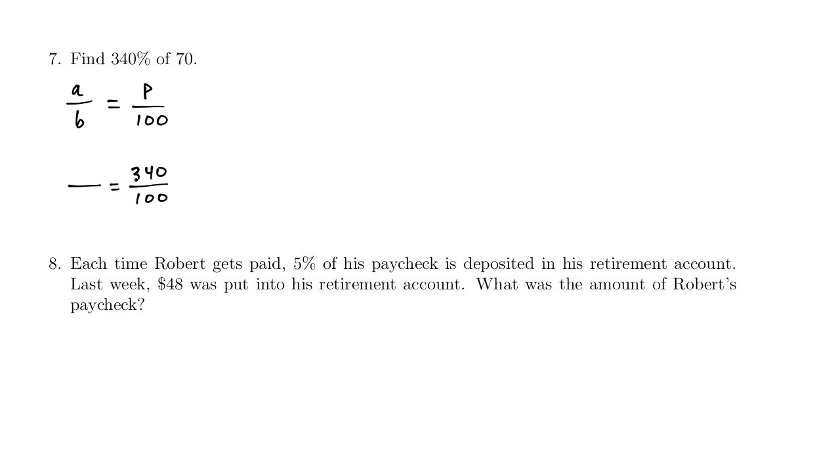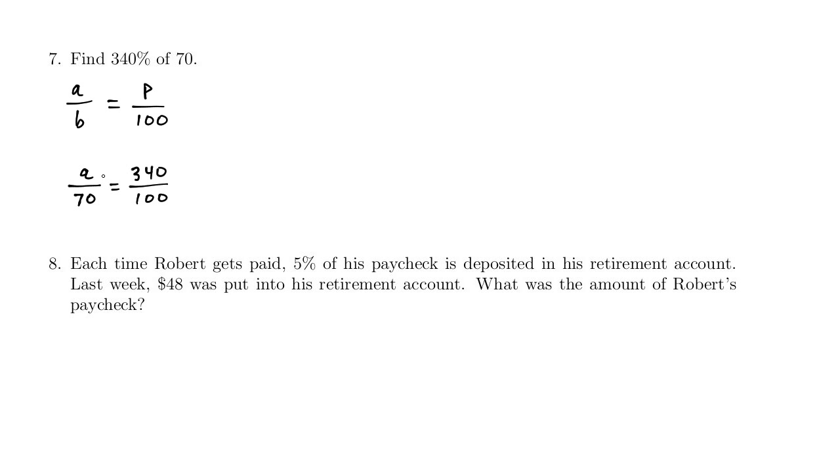And again, next I like to find the base. I think that's the next easiest one to find. Just ask yourself, what are we taking the percentage of? And that's the base. So it says 340% of 70. So 70 is going to be the base. That's what we're taking the percentage of. And then the unknown must be the amount. So that's A, and we're trying to find the amount.